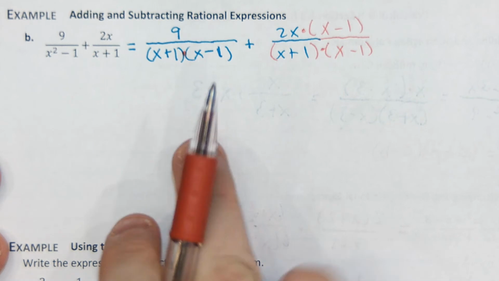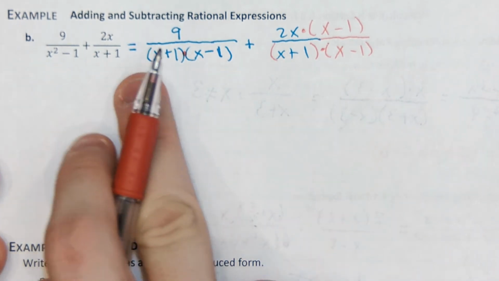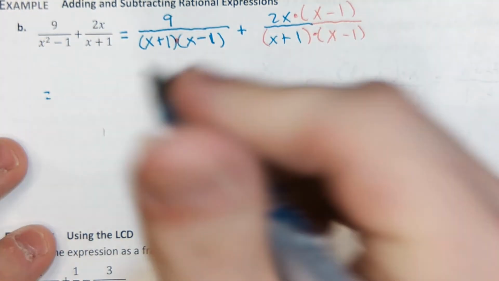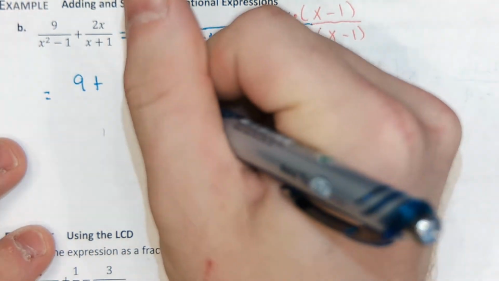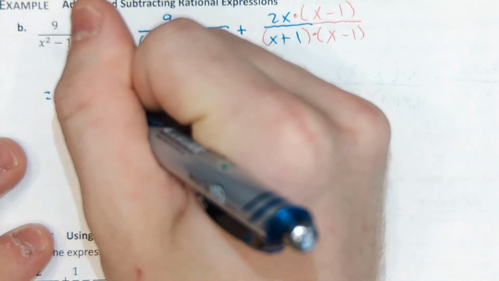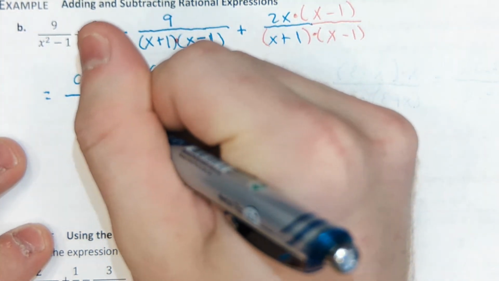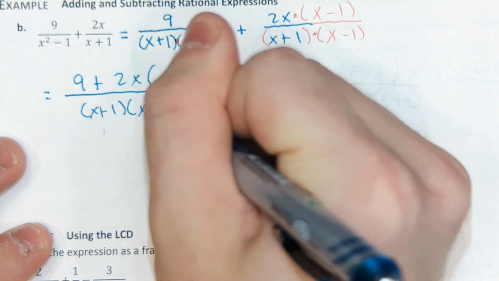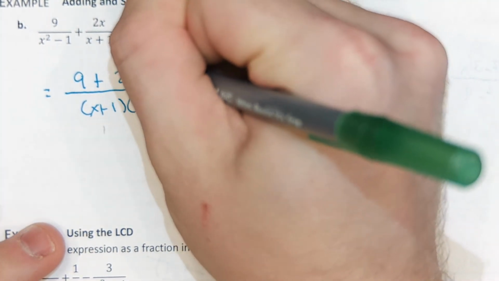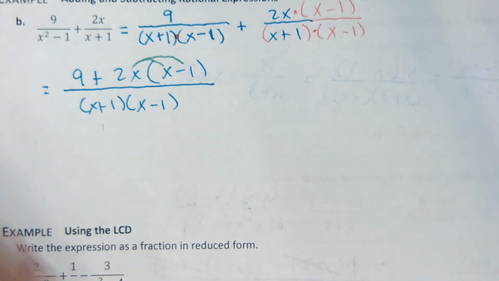This gives us the ability to write it all as one fraction with this as the denominator. So I have 9 plus 2x times x minus 1 over x plus 1, x minus 1. Mr. M, can I? No, don't even try. What you can do, though, is distribute this 2x. And it's positive this time, so no worries, nothing tricky going on there.